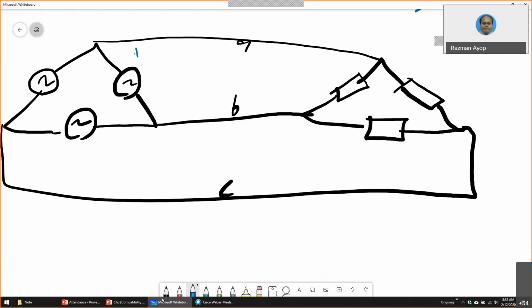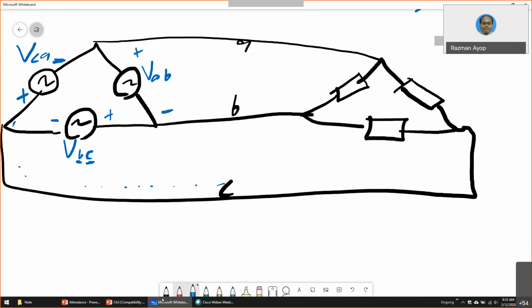So plus VAB minus, this one is plus, this is minus. VBC, remember this one is positive, this one is negative. Then VCA. C is positive, which is this part. If you look here, this is C. So C is positive, A is negative. That is how you label the voltage.